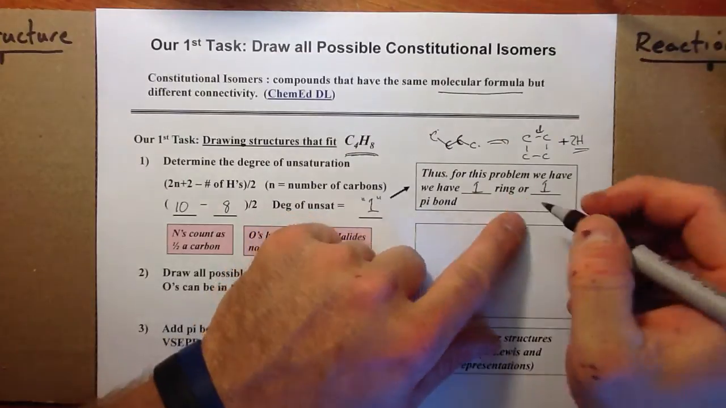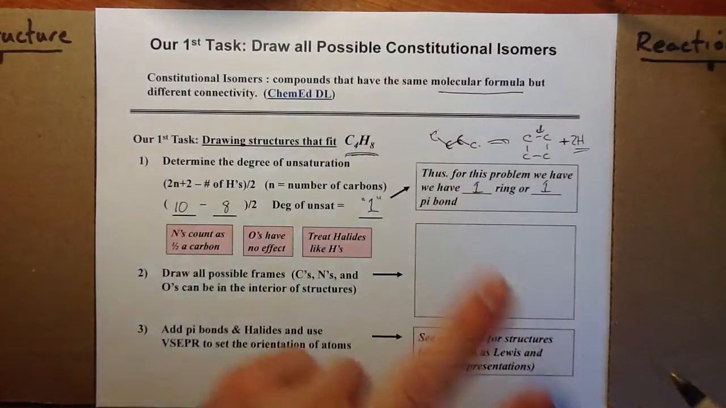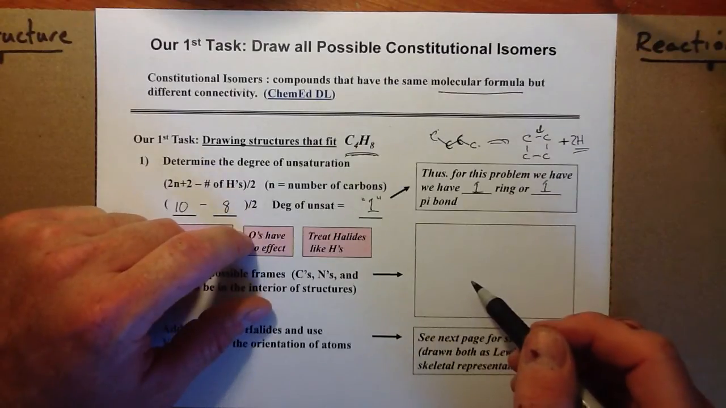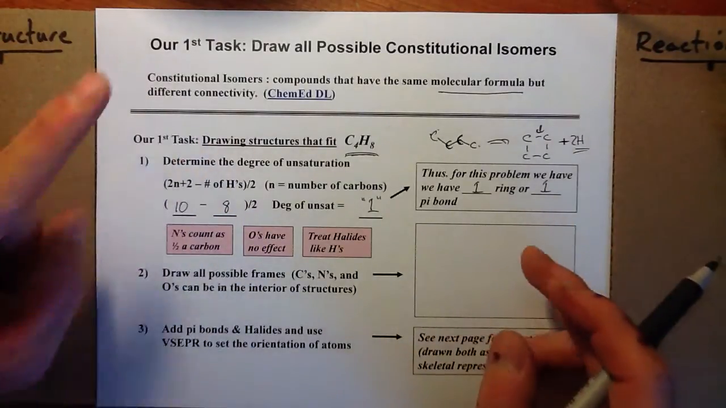It's the same idea with pi bonds. We'll find out that you always lose 2 hydrogens for every pi bond that you make. Alright, so that's very important. So that's our first step.